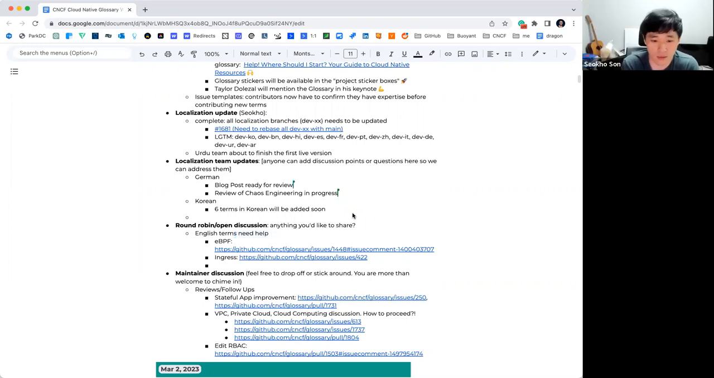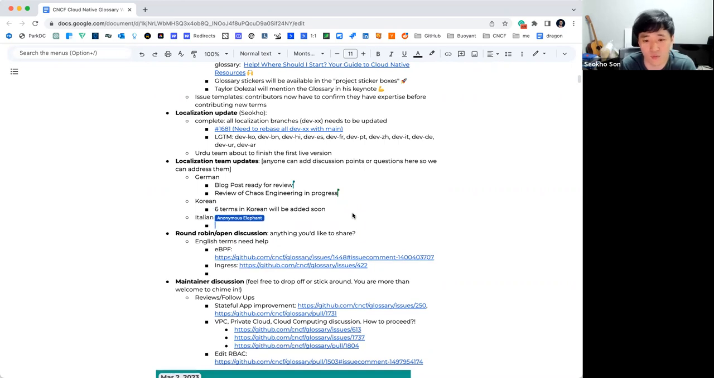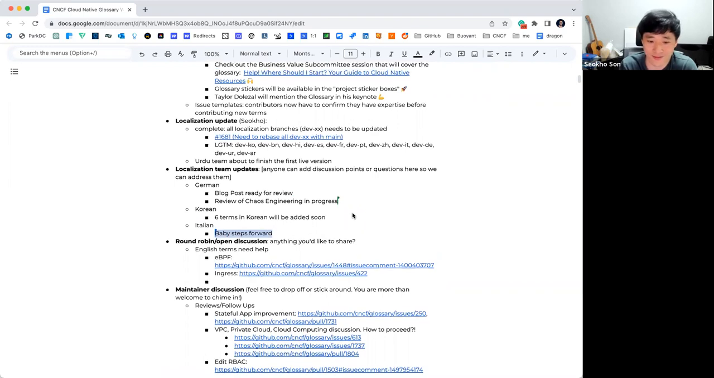The next team may be Korean, and I added one item. Korean also have some progress. We are working on and finishing some terms, 6 terms. So we are going to open a PR to merge those Korean terms into the main branch soon. That's all for the Korean localization team, and maybe Annalisa, you can introduce.